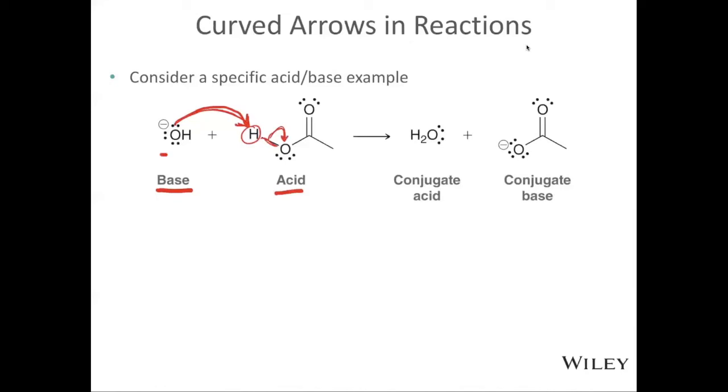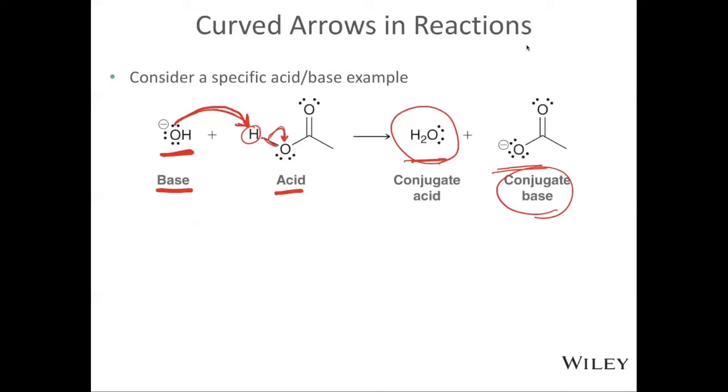This base gets protonated and becomes our conjugate acid over here. The hydroxide ion becomes water here in the conjugate acid. And our acid here, which is acetic acid, gets deprotonated, or donates a proton, and becomes the conjugate base. So that's how that reaction works.